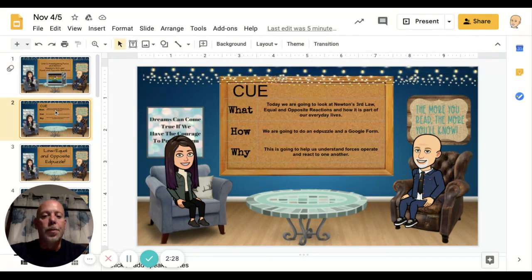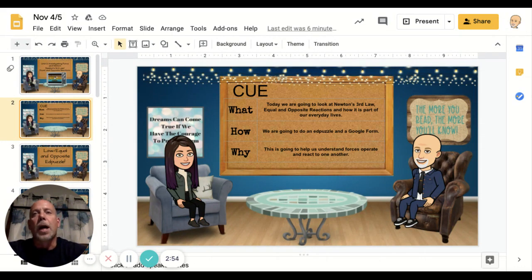So, our cue, today we're going to learn about Newton's third law, equal and opposite reactions, and show how it's a part of everyday life. How? Well, we're going to do an Edpuzzle and also a Google form, which, as you know by now, is our warm-up form that you should have done before we started this Edpuzzle. Why? Well, this is going to help us understand forces and how they operate and react to one another.